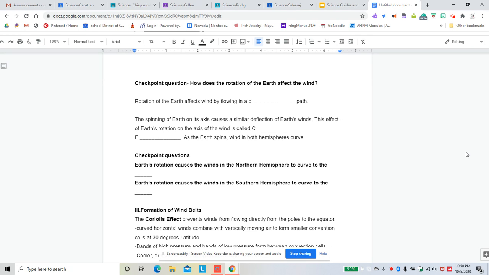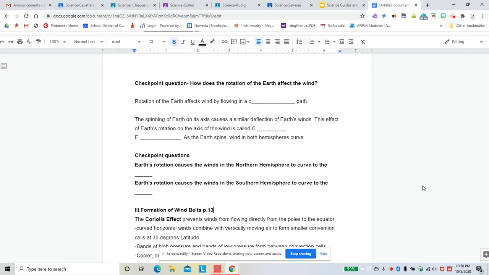Now we're going to move on to formation of wind belts, which is on page 13. Page 13, and I'll just type that in right now so we have that. All right. The Coriolis effect prevents wind from flowing directly from the poles to the equator. The curving horizontal winds combine with vertically moving air to form smaller convection cells that are about 30 degrees of latitude wide. So these are smaller convection cells within the bigger northern hemisphere and the southern hemisphere.